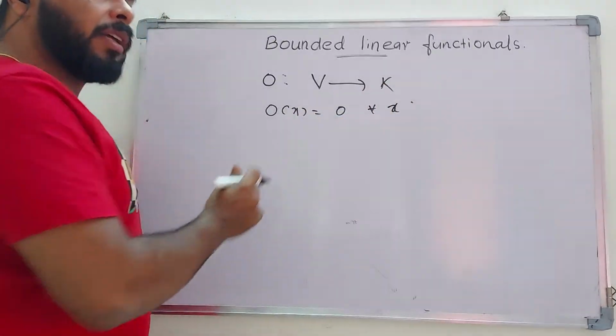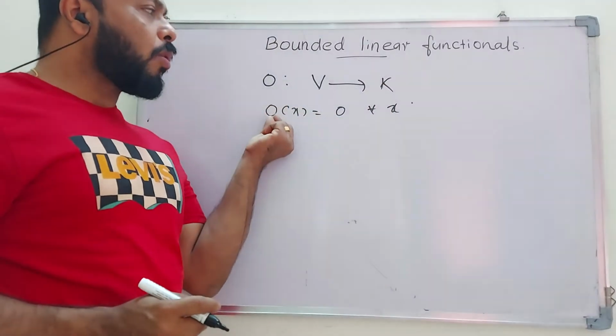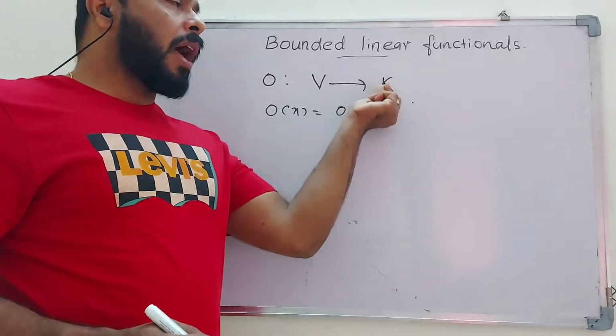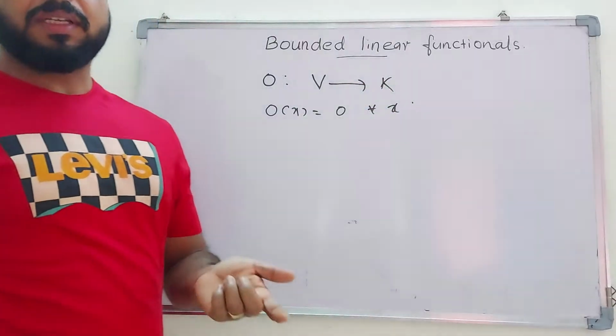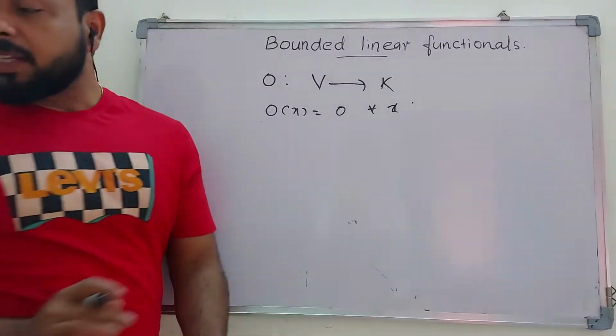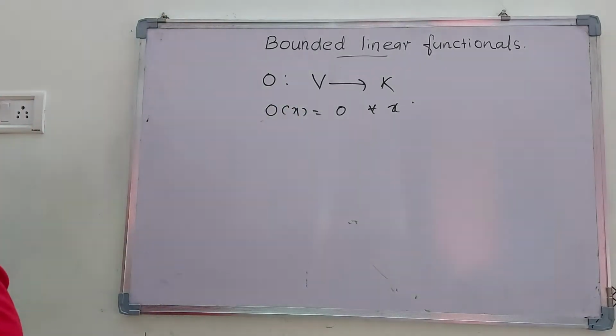So this 0 of x is 0, which belongs to K. That is either R or C, both are zeros. It is a linear functional. An example of a linear functional is the zero operator. Then we can consider another linear functional and their norms.